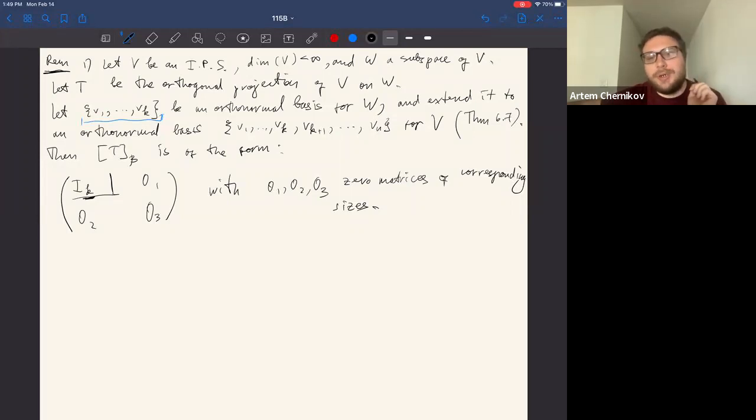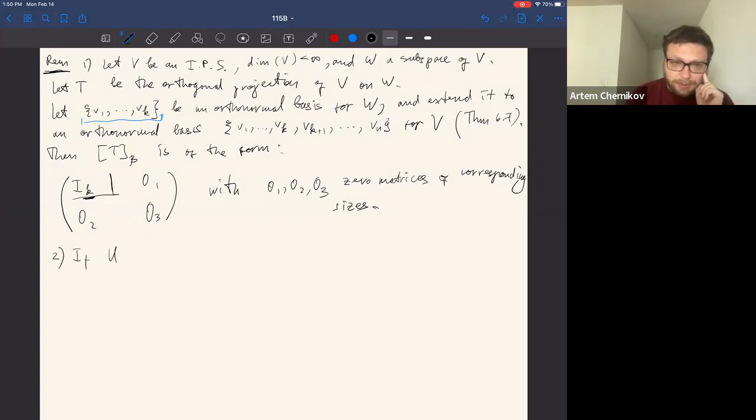To see this, just remember the definition. We take a vector x. To calculate T of x, you write x as the sum of a component in W and a part in the orthogonal complement of W. But then the corresponding coordinates for the complement part are going to be 0, because the image T of x is just the part which is in W. So that's how we see that the matrix has to have this special form. Okay, and we will use it soon.